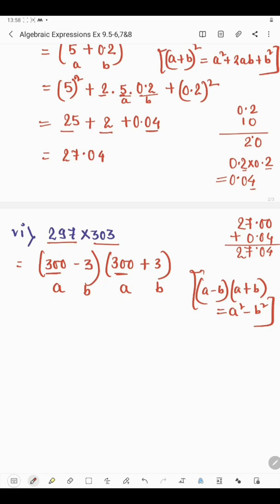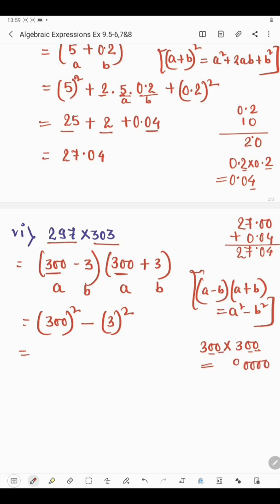Okay, so 297 can be written as 300 minus 3 and 303 can be written as 300 plus 3. Okay, we'll keep the first term as it is. Now a means 300, so it's a square, minus b means 3, so a square minus b square. Now 300 whole square means 300 into 300. So how many 0s? 1, 2, 3, 4, and 3 3s are 9. So it's 90,000 minus 3 square means 3 into 3, 9.